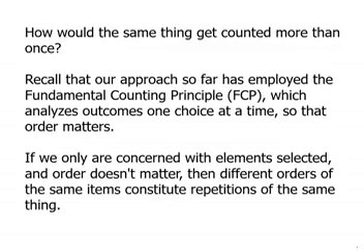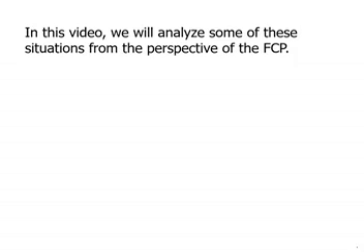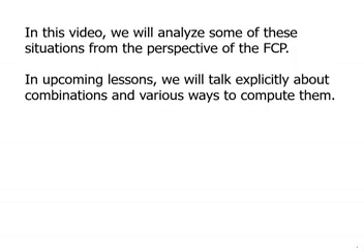And so this is where we can start the conversation about order. In a counting problem, it's always important to be aware: are we concerned about order or not? If we're using the fundamental counting principle, we're automatically going to do the calculation that corresponds to caring about order. In this video, we're going to analyze some of these situations from the perspective of the fundamental counting principle. In upcoming lessons, we will talk explicitly about combinations and ways to compute them. A combination is what we're counting when we don't care about order. We'll talk more about that in upcoming videos.